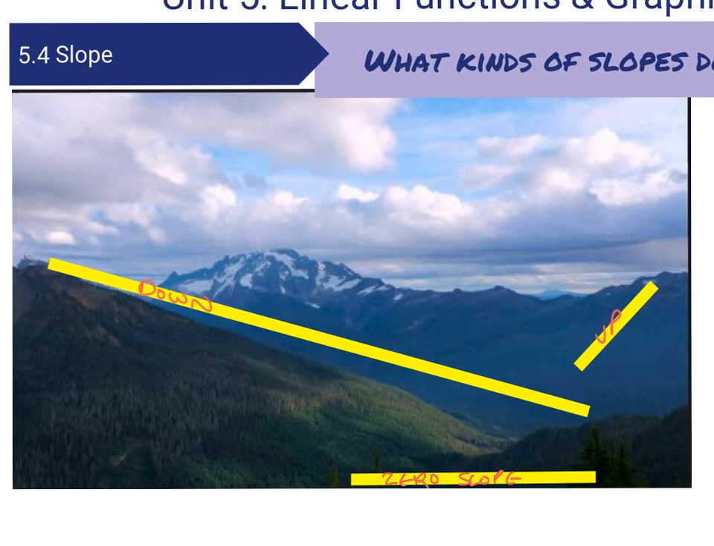A downhill is, what do you think? Positive or negative? Negative. And uphill is positive. So when you go downhill from left to right, it is a negative slope. When you go uphill from left to right, it is a positive slope. If you have a flat line, a horizontal line, that is what we call zero slope. Because I could still ski that. I can get on my skis and walk across it, but it's zero fun.